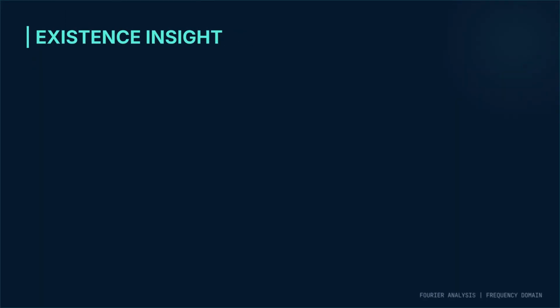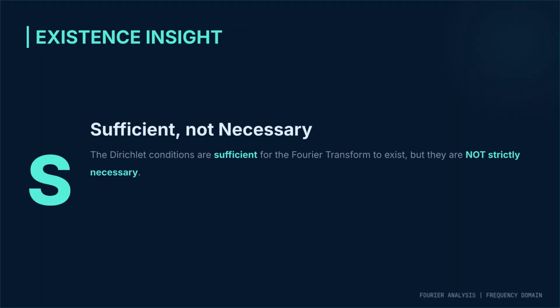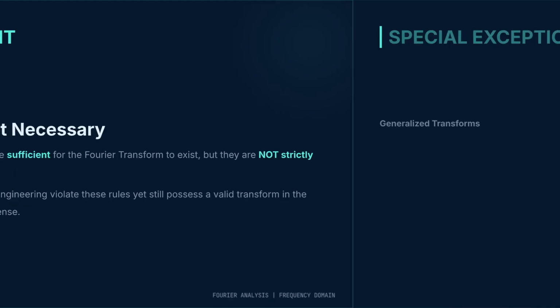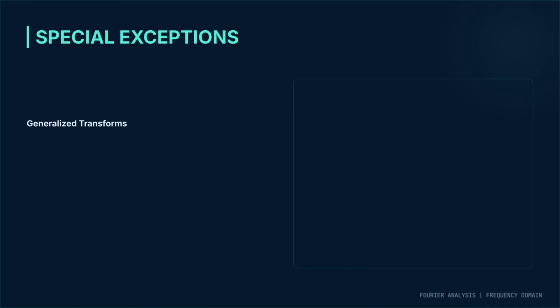An important insight is that these conditions are sufficient, not strictly necessary. Many signals in engineering violate these rules, yet still possess a valid transform in the limit or generalized sense. Examples of special exceptions or generalized transforms include signals like the impulse or constant DC, which are not absolutely integrable.